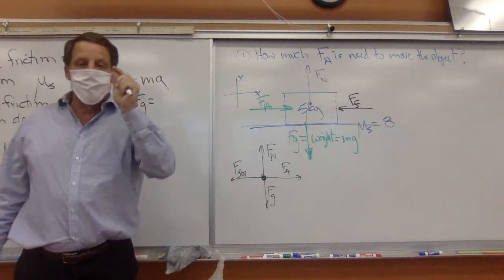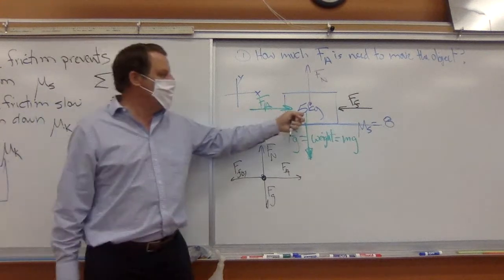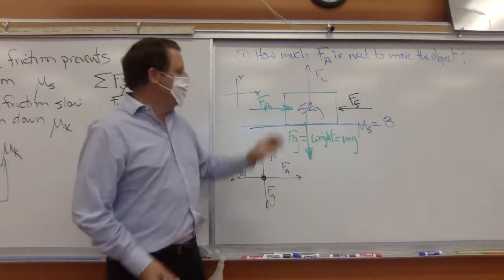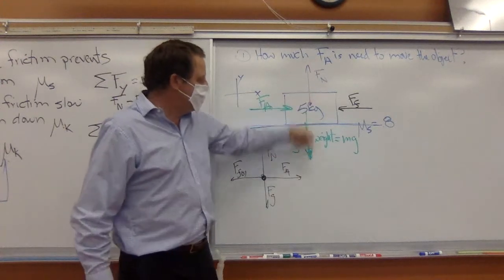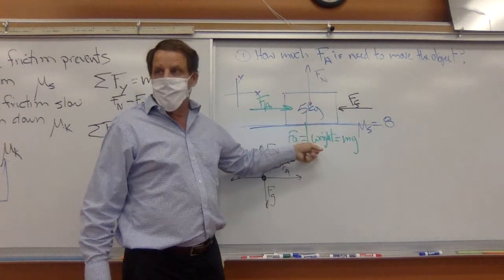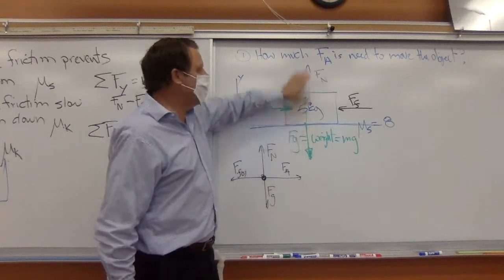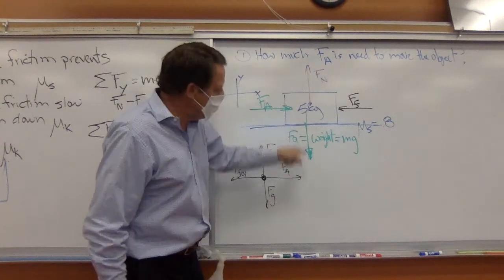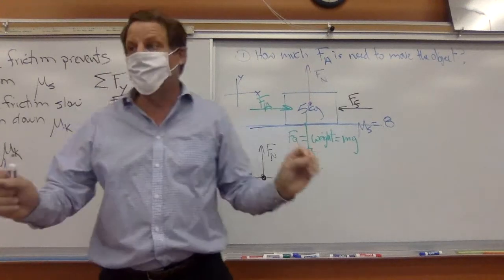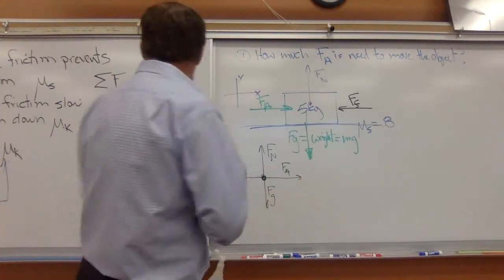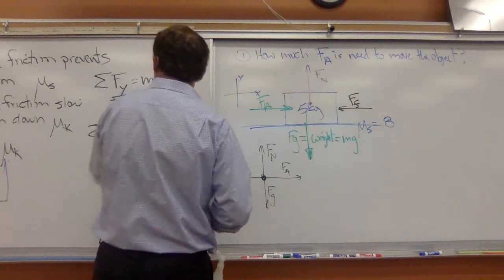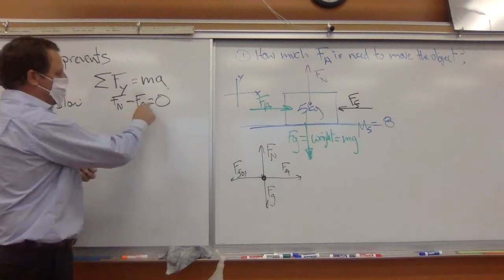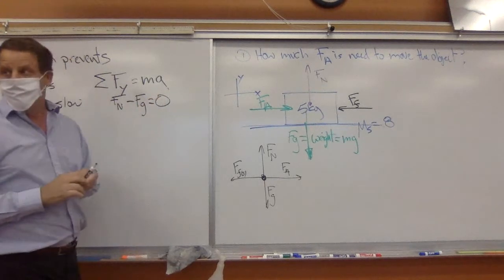But in this one, if we think about a block on the ground, it's not going to sink into the ground. At the same time, it's not going to levitate off the ground. So we know in the y direction, there is no acceleration, and that means that this is going to be equal to 0. So the normal force minus the force of gravity is equal to 0.